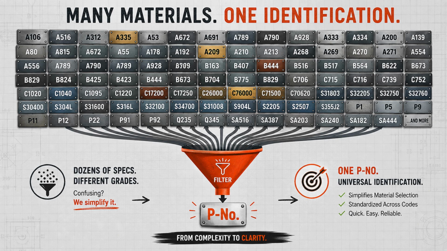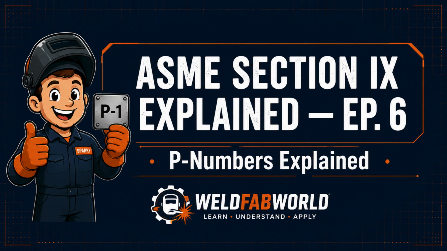Out there in the real world, there are literally thousands of individual base metal grades and specifications in use. So does that mean you need thousands of separate procedure qualifications, one for every single grade? Absolutely not, and the reason why comes down to a single alphanumeric code stamped on almost every WPS, the P number. Welcome back to ASME Section 9 Explained.